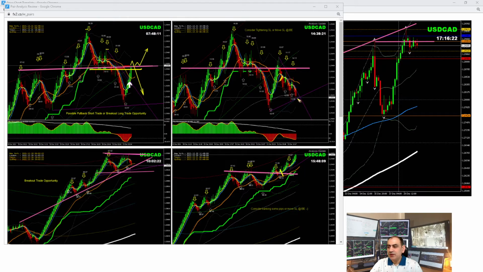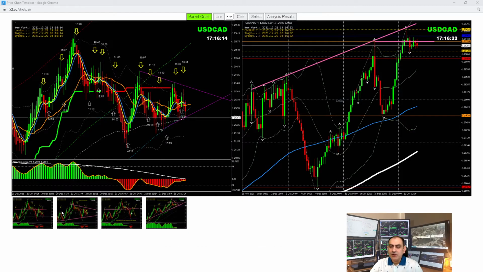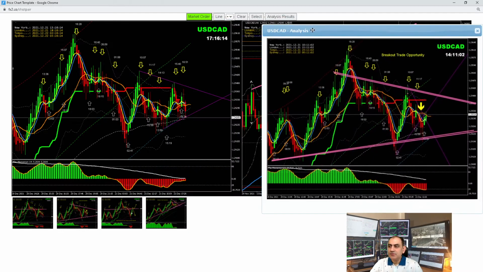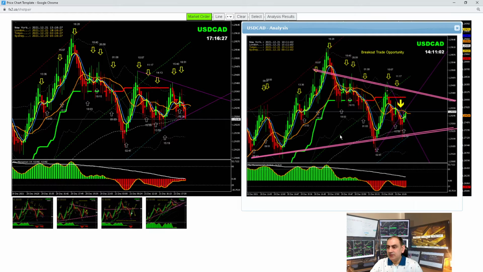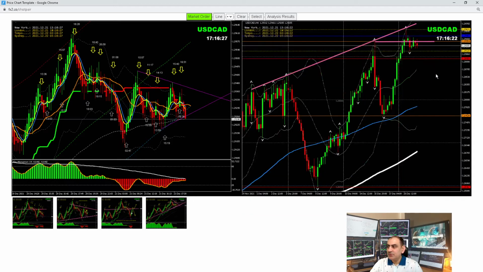We had this pullback, only a few pips, and afterwards at the New York session, we are still waiting for this pattern to break, and then we're going to trade accordingly. Let's see how that's going to go. It looks like it's going to break short. We'll let you know tomorrow, guys.